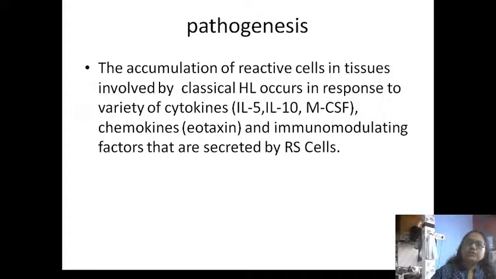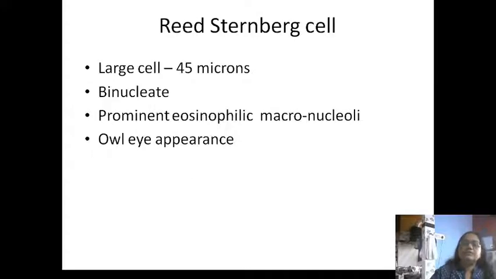The accumulation of the reactive cells in the tissues involved by classical Hodgkin's lymphoma occurs in response to various cytokines and chemokines which are secreted by the Reed-Sternberg cells. I have told you previously that in case of Hodgkin's lymphoma, we find these Reed-Sternberg cells, which are very classical, in a background of inflammatory cells. So these background inflammatory cells are brought into the tissue by these Reed-Sternberg cells, which release various types of cytokines and chemokines and attract these inflammatory cells.